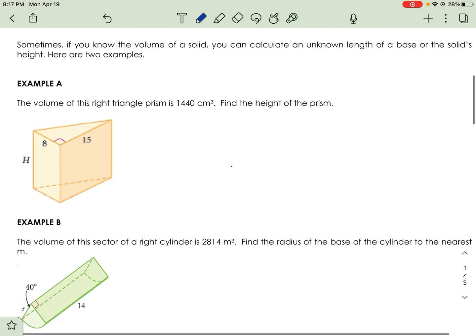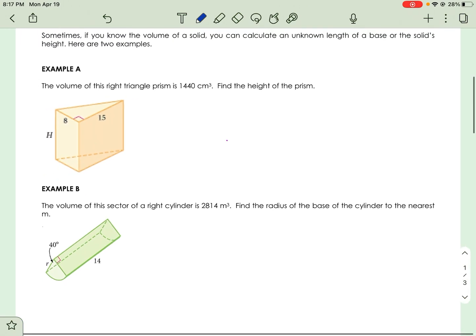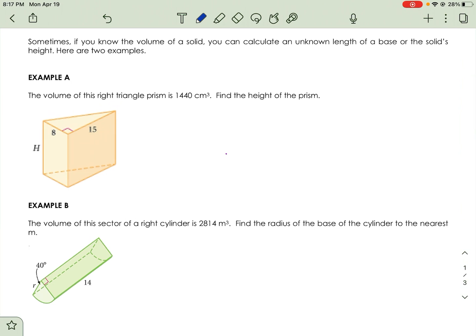So we're going to just take a look at a few problems here. We're going to use our formulas in order to solve these problems. In the first problem, it says the volume of this right triangle prism is 1,440 cubic centimeters. Find the height of the prism. So it is a triangular prism. We know that the volume is equal to the area of the base times the height for any prism. And the base here is a triangle. So if we replace this, we have volume equals 1/2 times the base of the triangle times the height of the triangle times the height of the prism.